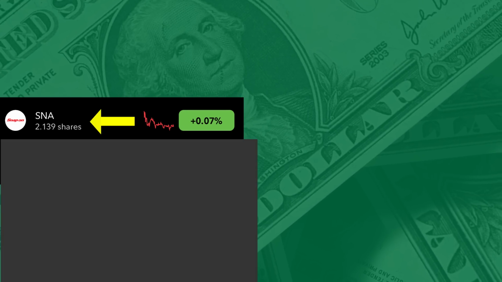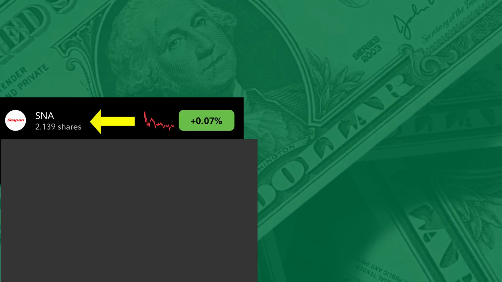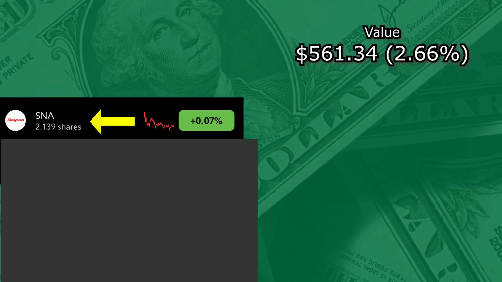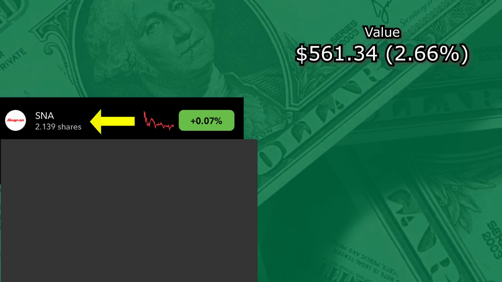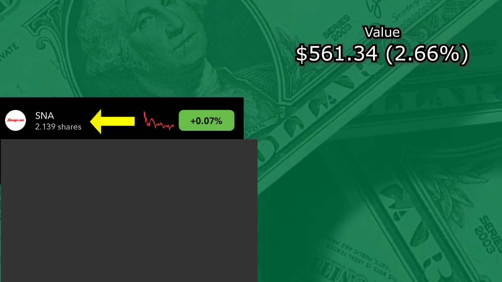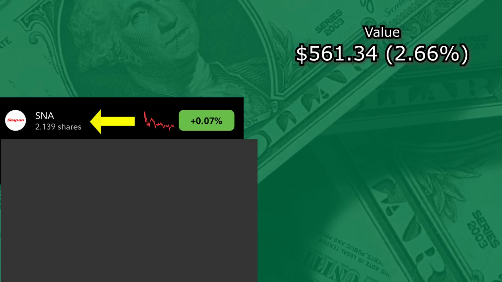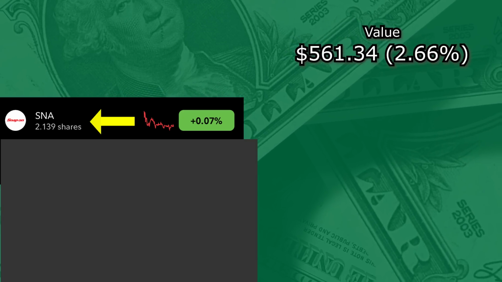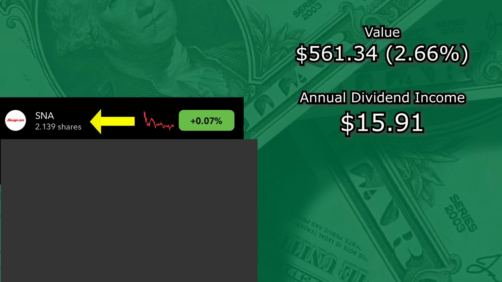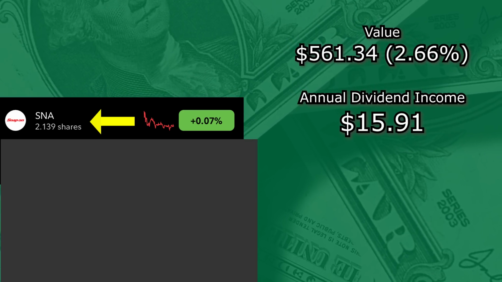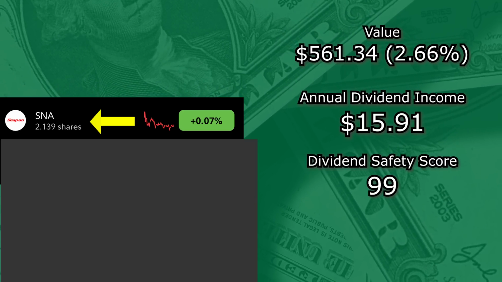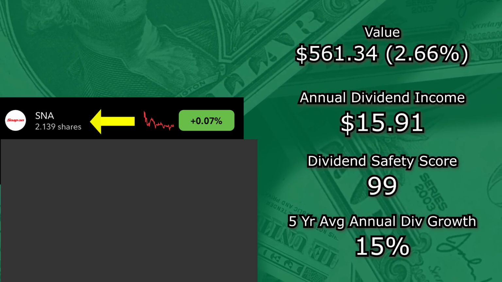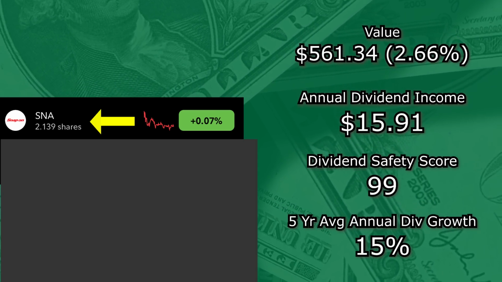All right, next is Snap-on, ticker SNA. They're a tool manufacturer. I have 2.139 shares of Snap-on, valued at $561.34, making up 2.66% of the portfolio. This investment is seeing flat performance, mostly due to the recent drop in Snap-on share price. Pays me $15.91 in annual dividend income. Shares are yielding 2.84%. Snap-on has a dividend safety score of 99, 5-year average annual dividend growth rate of 15%, with their latest raise last November right in line with that.